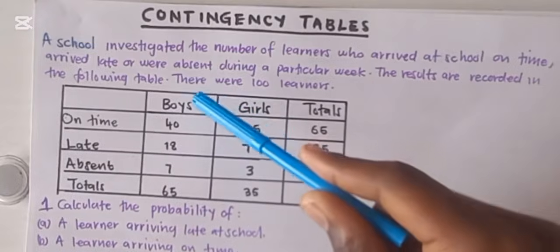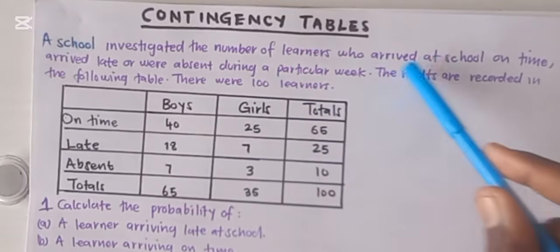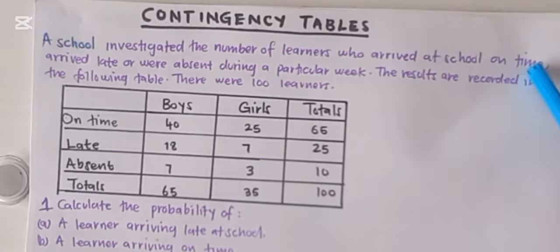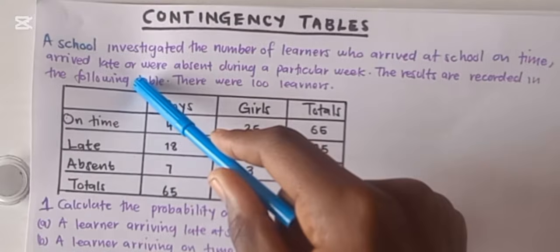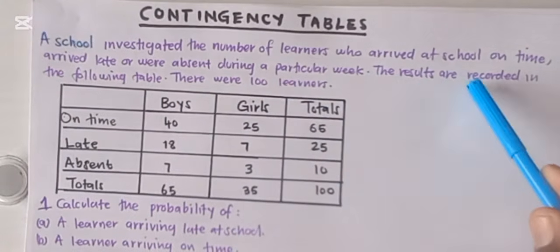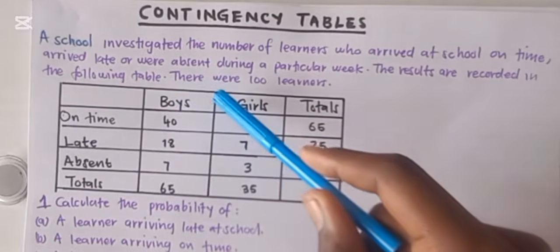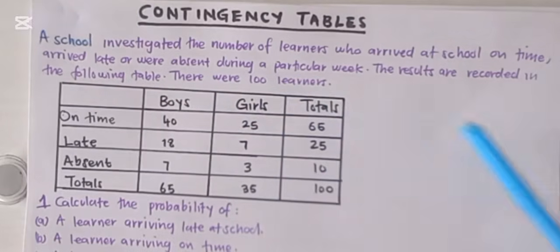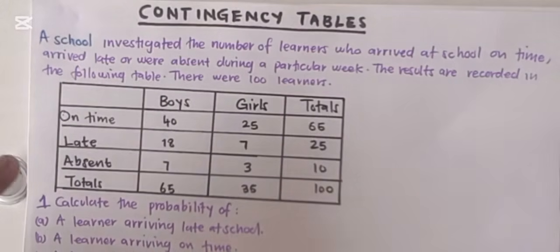They say a school investigated a number of learners who arrive at school on time, arrive late, or who were absent during the particular week. The results are recorded in the following table. There were 100 learners in total. So this is another question, guys, about the contingency table. In our previous video we did this kind of stuff, and I promise I'm going to do another video so that you can understand this in more detail.